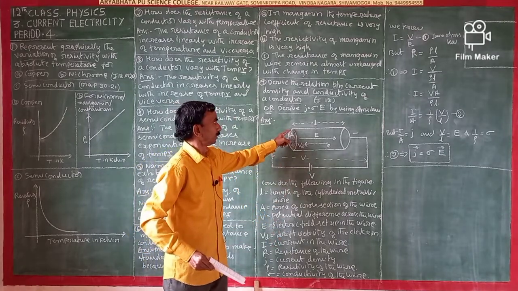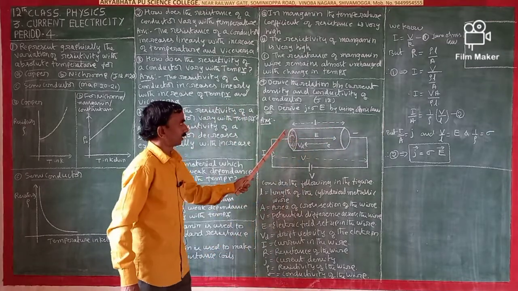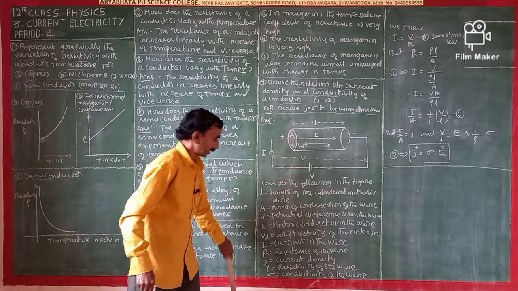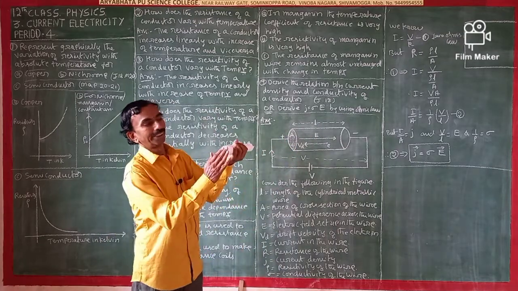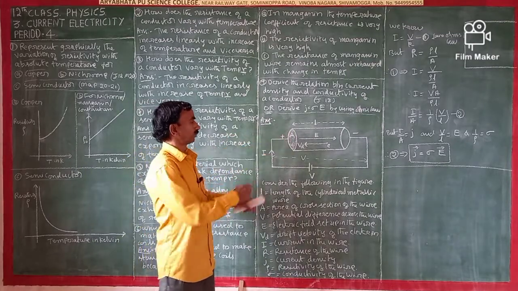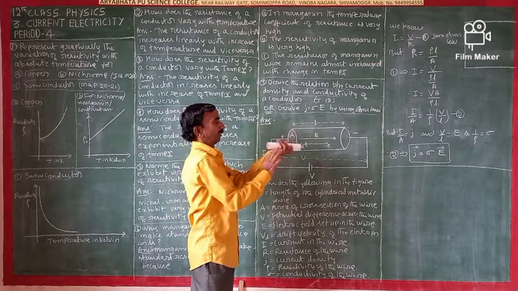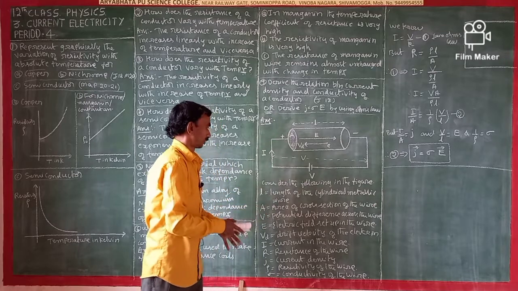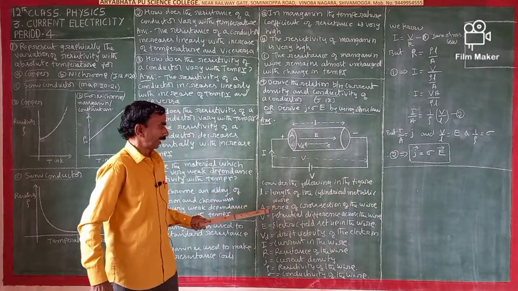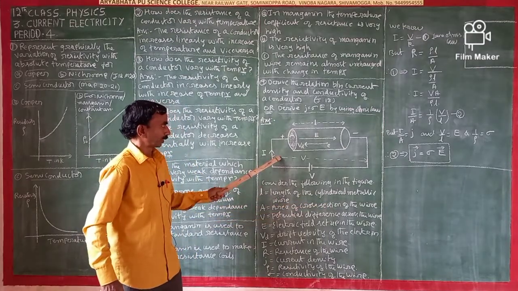L is equal to the length of the cylinder, and A is equal to the area of cross section. This area that I have shaded here is the area of cross section A. L is equal to the length of the cylindrical metallic wire, A is equal to the area of cross section of the wire, and V is equal to the potential difference.